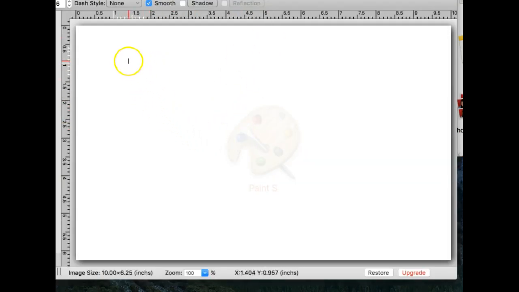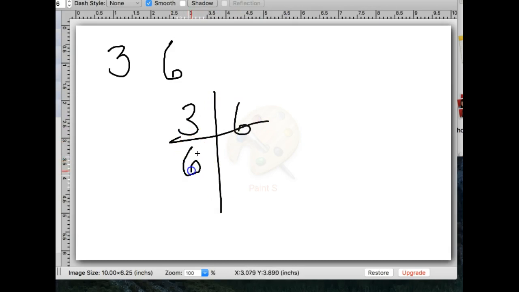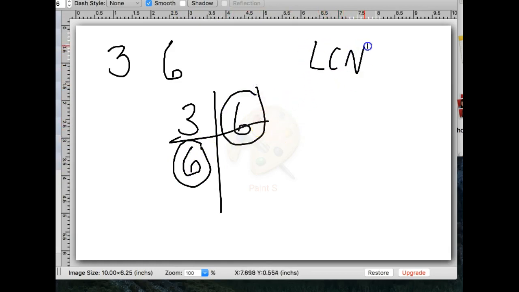Let's try another one. Least common multiple of, let's say, 3 and 6. 3, 6. 3 times 2 is 6. Now, we can stop here because 6 is in both columns. The least common multiple of 3 and 6 is 6.